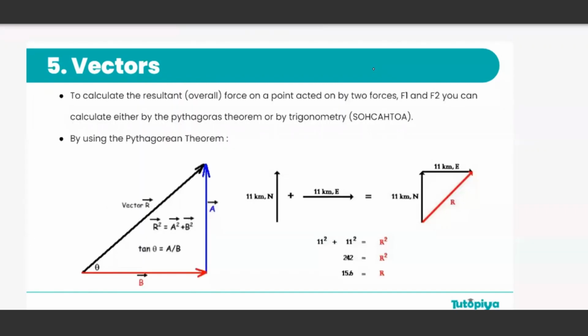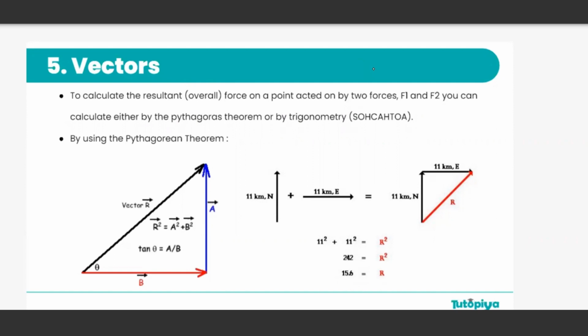A very common scenario that we will come across is to find the resultant of two perpendicular forces acting on the same point. One horizontal force and one vertical exactly perpendicular to the previous force. In this case, we can find the magnitude of the force by using the Pythagoras theorem, and also the direction can be calculated using trigonometry.